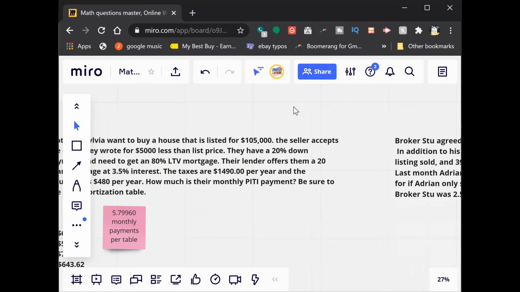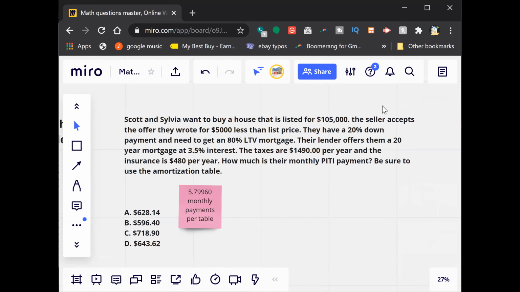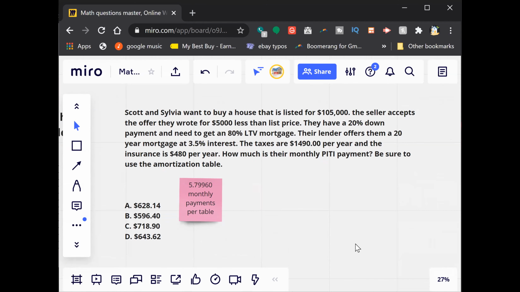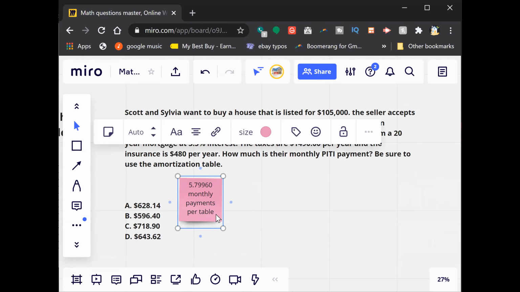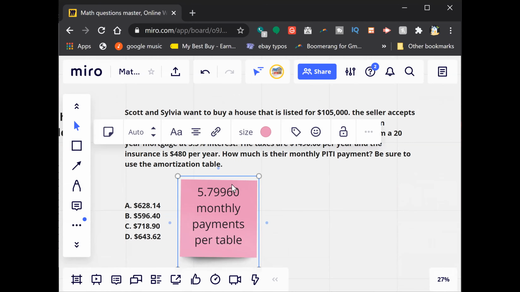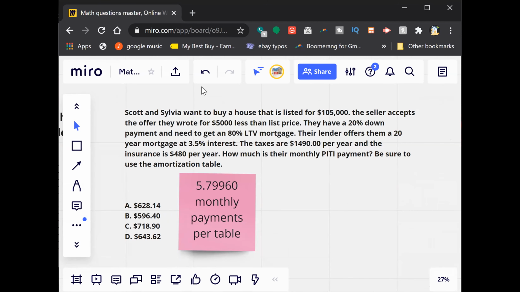So let's see. I really like this question. This is a good one. Okay. So here's what we're going to do. Now, this requires an amortization table, but listen to what I'm going to tell you. Instead of going to the amortization table and figuring out how much the monthly payments per 1,000 are, I gave you that number already. So you don't need to look at the table. I did that whole thing for you, so we don't have to switch back and forth.